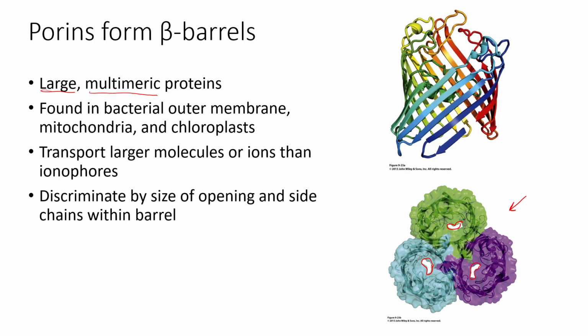So where do we see porins? They are frequently found in the bacterial outer membrane, and we also see them in eukaryotic organelles that have bacterial origins. So this includes mitochondria and chloroplasts.